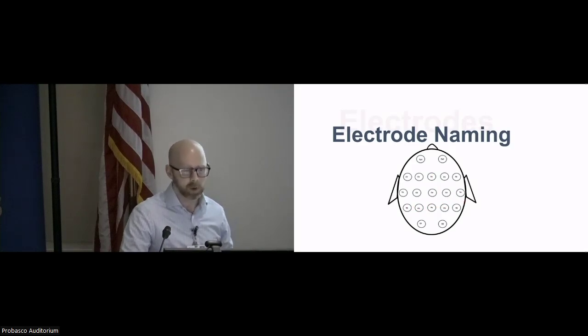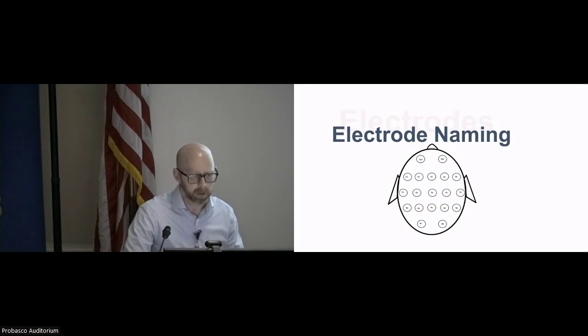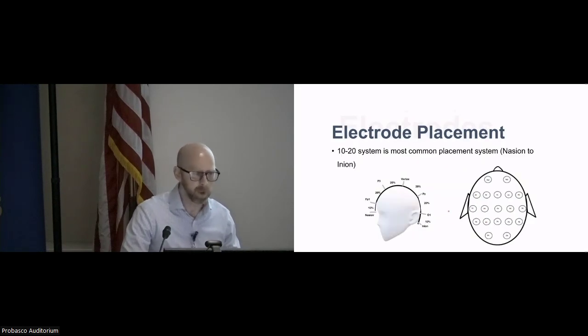And just remember the letter C is for central, T is for temporal, corresponding to the area of the brain it should roughly correlate with. That makes it a little easier if you just know that right out of the gate. We use this 10-20 system. So very briefly, what is that?